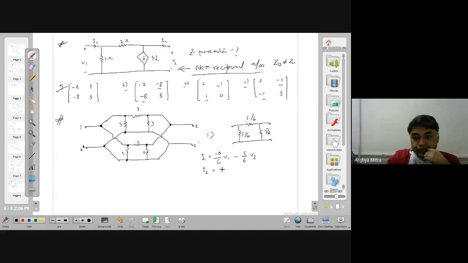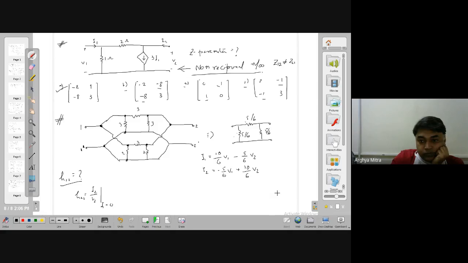I2 is equal to minus ya V1 plus ya plus yc, 10 by 6 V2. The question is that you find out H22. So what am I doing with this? H22 is what? H22 is basically I2 by V2 with I1 equal to 0.